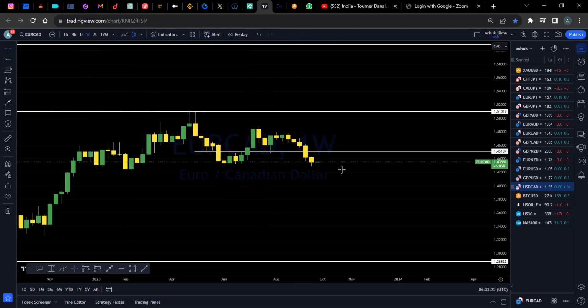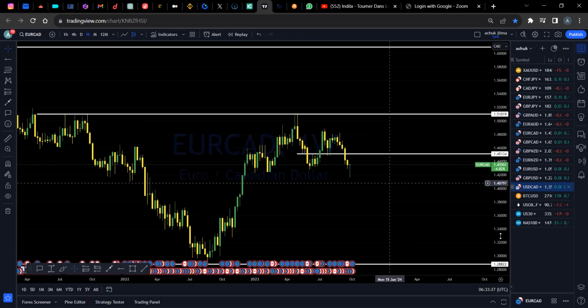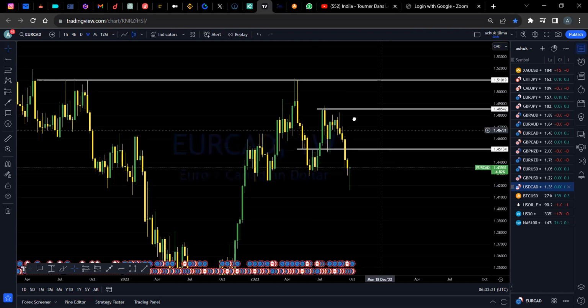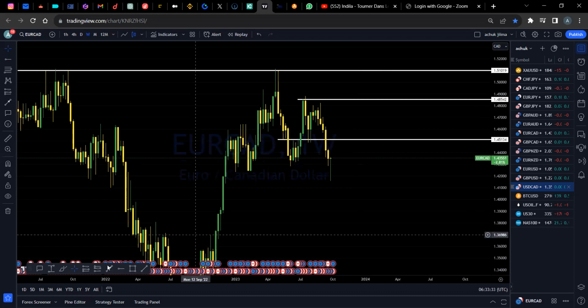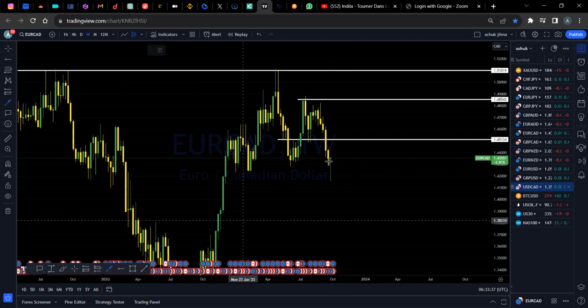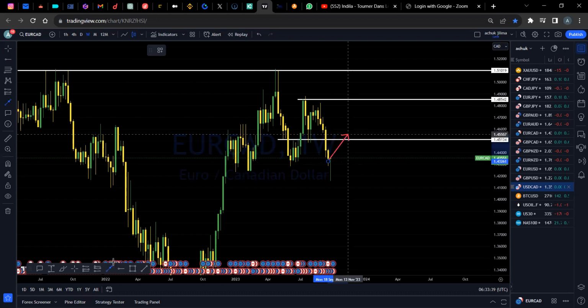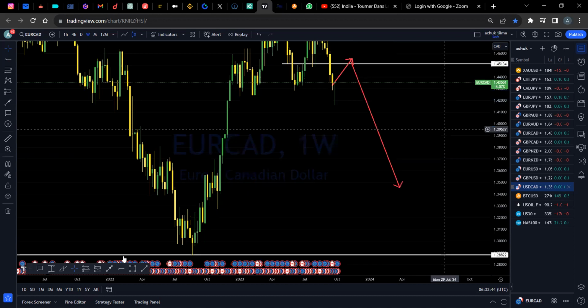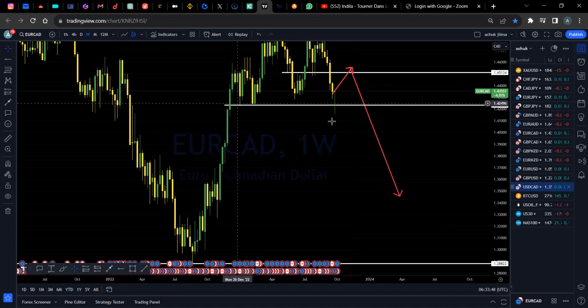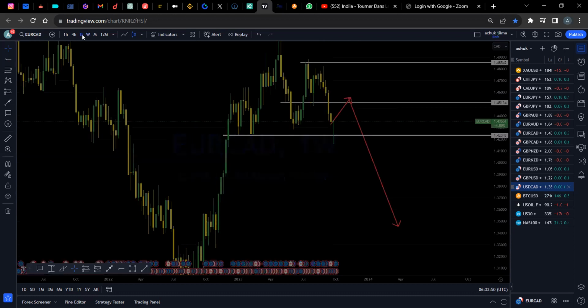Once we come to the weekly level, these are the areas in which we shall begin to see. We had another resistance area here, and now all we're waiting for is to see whether we can have a retest of these areas and therefore be able to head back down all the way to these lows, which will in turn break this. So this is what we have on the EURCAD.